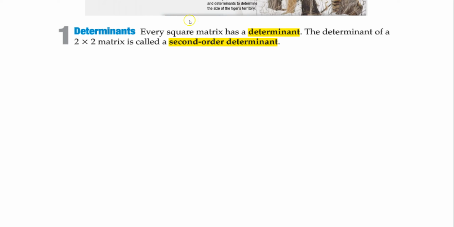Anyway, let's talk about what a determinant is. It's a special number all square matrices have. So every square matrix has a determinant, including a 2 by 2. What it's called doesn't matter. The key part is that a determinant is a special number all square matrices have. We use that number to solve lots of things.